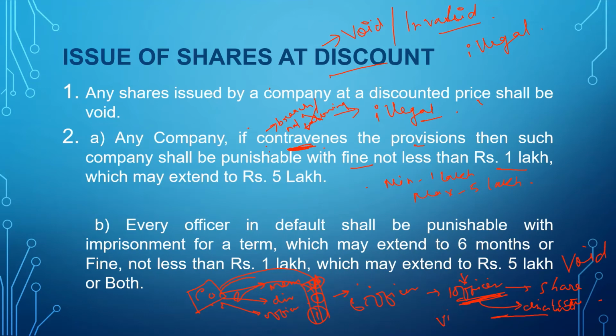So this officer in default shall be punishable with a maximum of 6 months imprisonment, meaning jail, or he has to pay a fine, minimum 1 lakh, maximum 5 lakh, or both. Either he will be in jail, or he will pay the fine, or he has to pay the money along with the 6 months jail term, or both, depending on the gravity of his crime. So this is the issue of shares at discount.